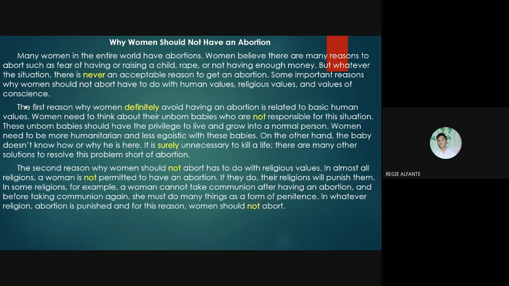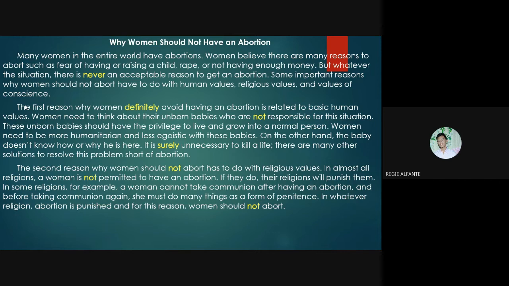Next, we have another argumentative essay that consists of adverbs of affirmation and negation. We have here an argumentative essay entitled Why Women Should Not Have an Abortion. So, many women in the entire world have abortions. Women believe there are many reasons to abort, such as fear of having or raising a child, rape, or not having enough money. But whatever the situation, there is never an acceptable reason to get an abortion.